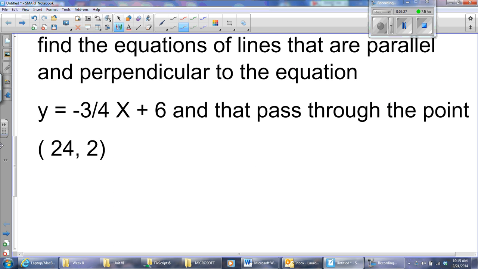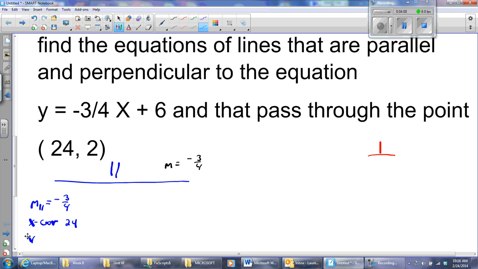All right. Let's see here. Let's try one more. This time my equation's in slope-intercept form, but it's very much done the same way. It's just the slope's a little easier to find. The parallel side is over here. And so I know the original slope is negative 3/4. So my parallel slope is negative 3/4. The x-coordinate is 24. The y-coordinate is 2.